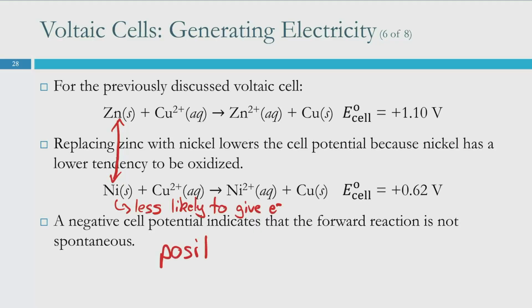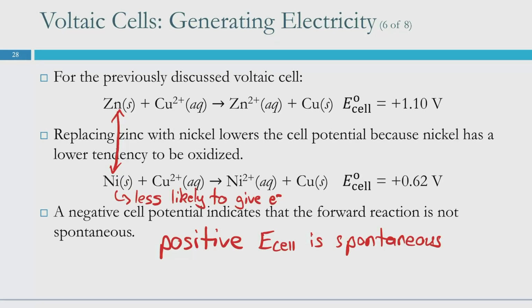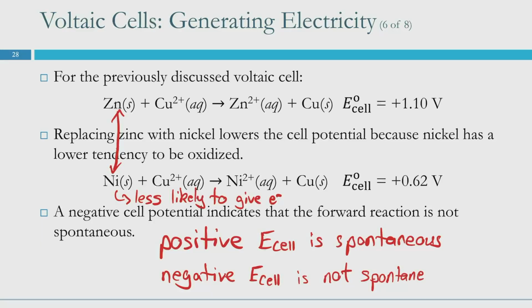So one of the takeaways, one of the things that we can pick up here, is that a positive E cell is spontaneous. It produces a voltage. And a negative E cell is non-spontaneous or not spontaneous. So you'd have to put energy in for it to run in the direction as written.